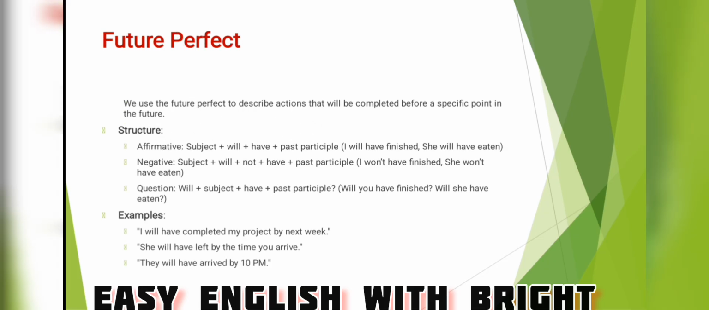Future perfect. We use the future perfect to describe actions that will be completed before a specific point in the future. Structure: affirmative, subject plus will plus have plus past participle. I will have finished. She will have eaten.